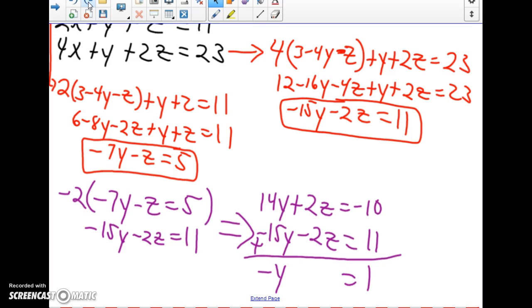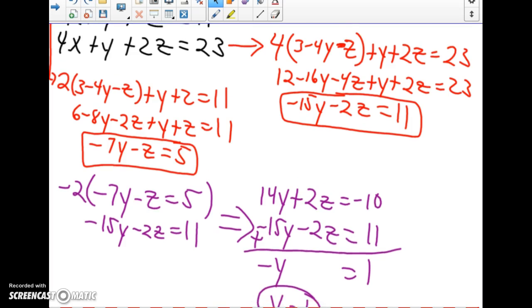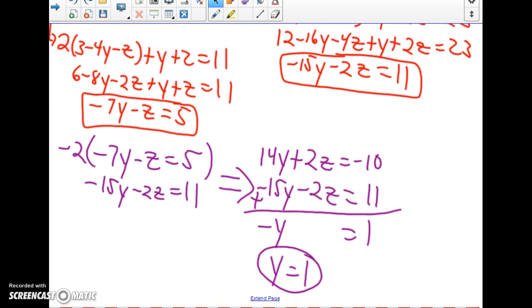Negative y equals 1. Okay, so look, common sense. If negative y equals 1, what does positive y equal? Negative 1. That's so simple. Positive y equals negative 1, right? Okay, so we get that. Let me pull this out again. Positive y equals, one more time, negative 1. There we go. Okay.